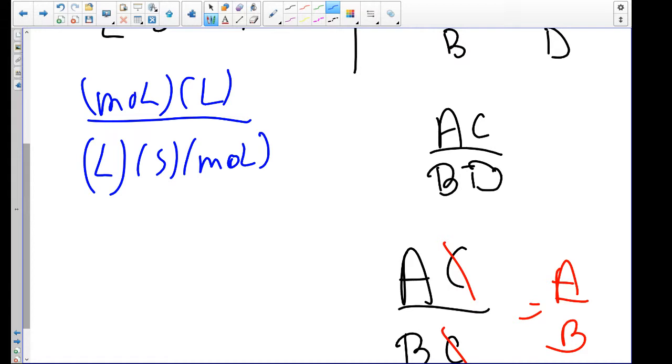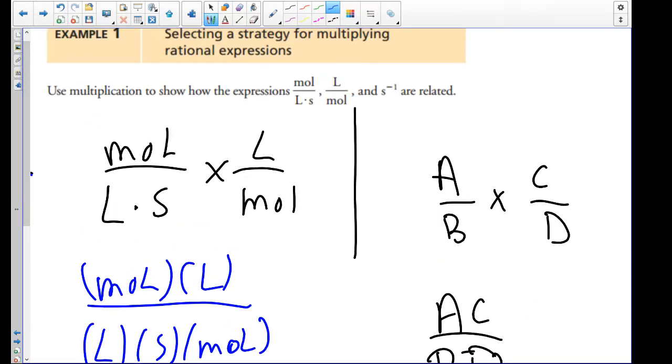How did you get the mole times? It says use multiplication, so that's multiplying, to show that the expression, the first two, and how the third one is related. So I know that multiplying the first two will give me the third, so I'm just doing that.